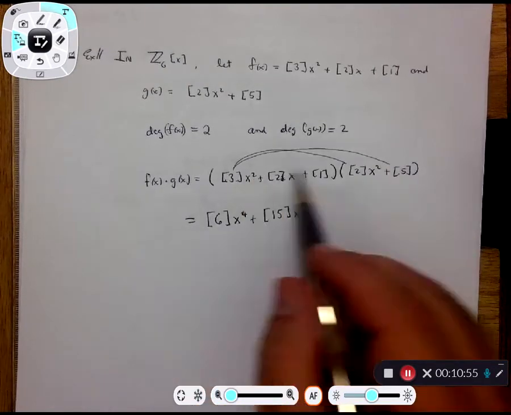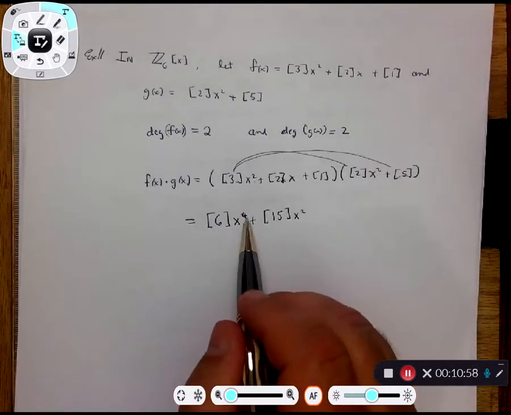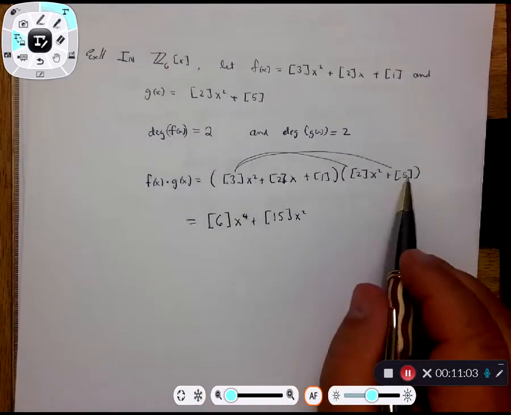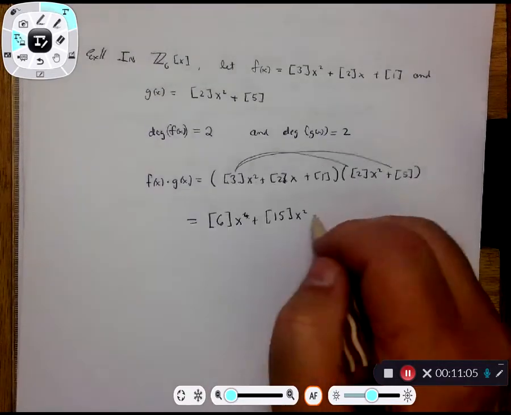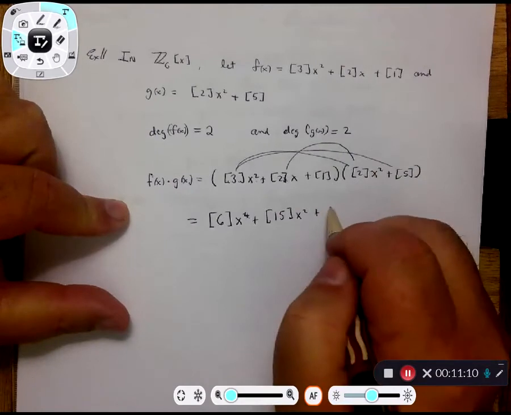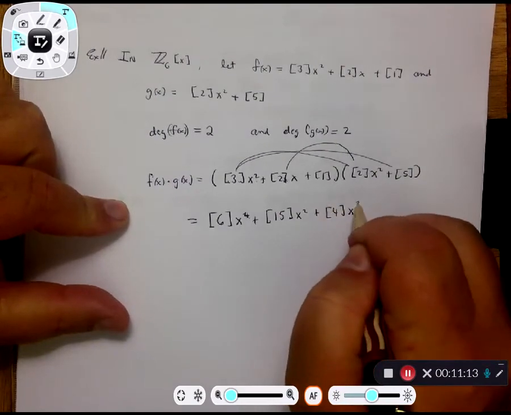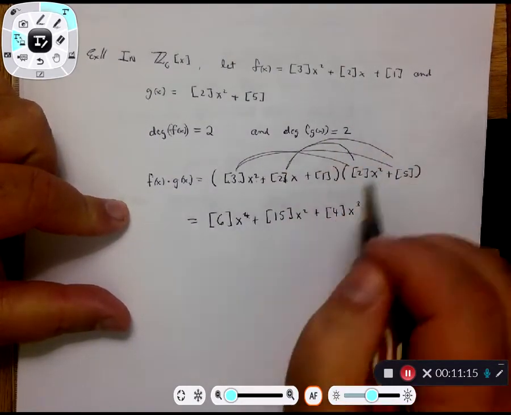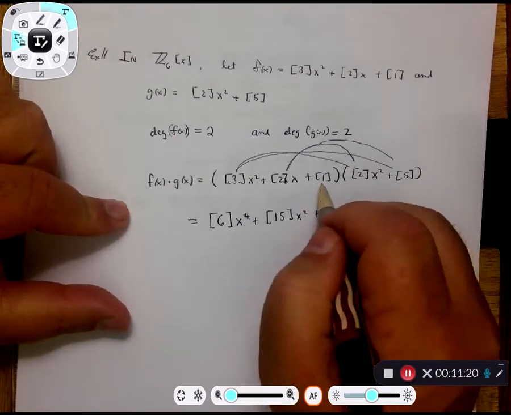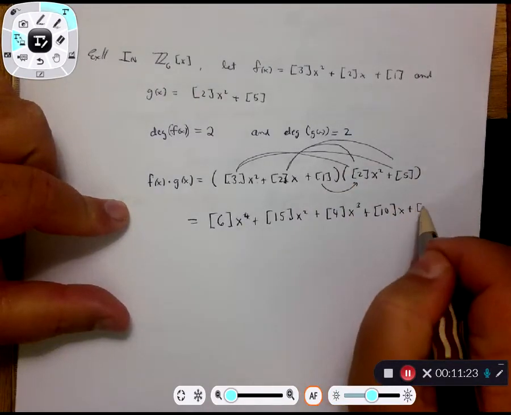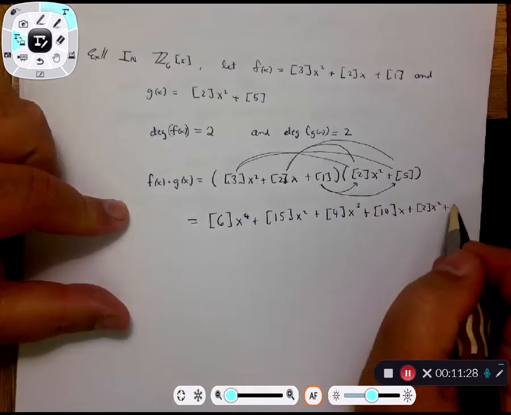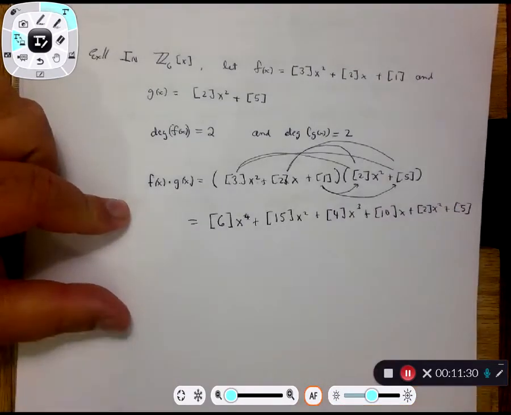So 3x squared times 2x squared is actually 6x to the fourth. x squared times x squared is x to the fourth. 3x squared times 5 is going to be 15x squared, plus 2x times 2x squared would be 4x cubed. 2x times 5 would be plus 10x. 1 times 2x squared is plus 2x squared. And then last, 1 times 5 is plus 5.